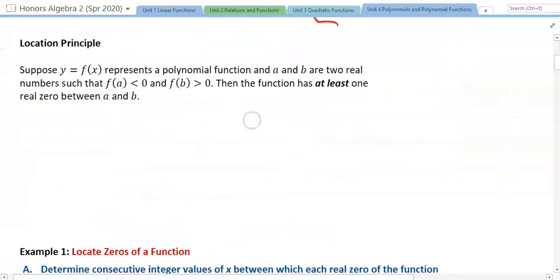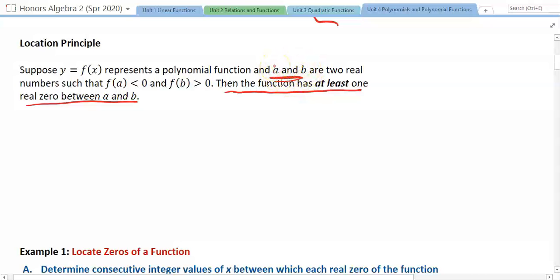First, a property here, the location principle. It says that suppose that y equals f of x represents a polynomial function where both a and b are two real numbers such that f of a is less than 0 and f of b is greater than 0. So basically, remember we've got two values, let's say 2 and 3. If I do f of 2, so that'd be plugging in 2 to our function, then that value comes out less than 0. And if I do f of 3, that value comes out greater than 0. And so what it means is that at least one real zero happens between these x values of a and b. Again, that would be our 2 and our 3.